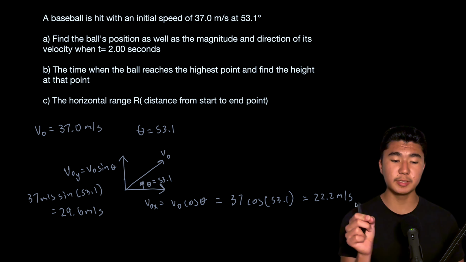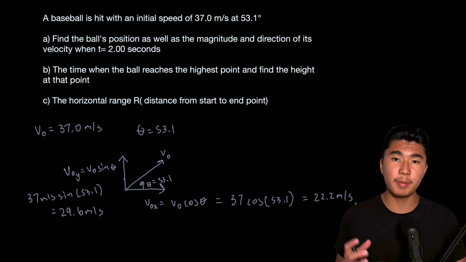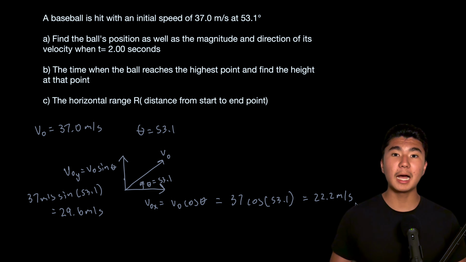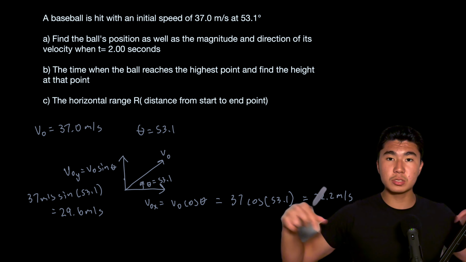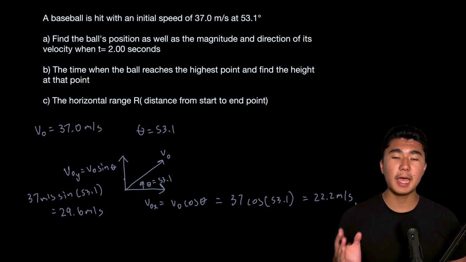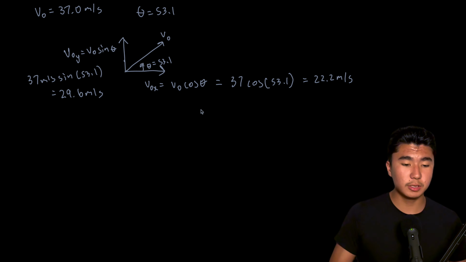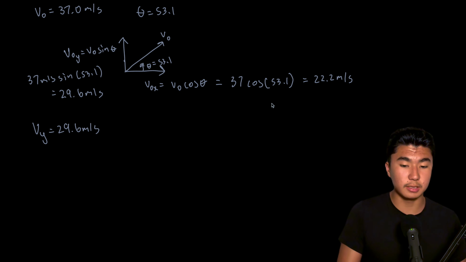The reason we had to find our velocity in the x-axis and y-axis is because, if you remember from our conceptual understanding, we treat vertical and horizontal motion independently. So to find our maximum height and the horizontal range, we have to find the velocities in the y-axis and x-axis, which we just found. In short terms, our velocity in the y direction is 29.6 meters per second, and our velocity in the x direction is 22.2 meters per second.